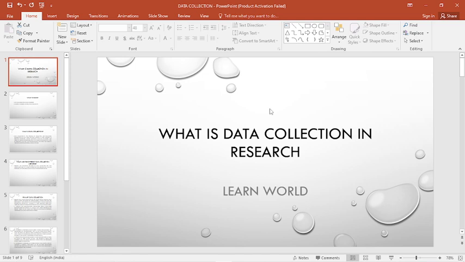Today I am going to discuss what is data collection in research. If you are doing research, everyone should know what is meant by data, how we are going to collect it, what the types of data are, and what is going to be called data. All these things will be explained in detail with an example.